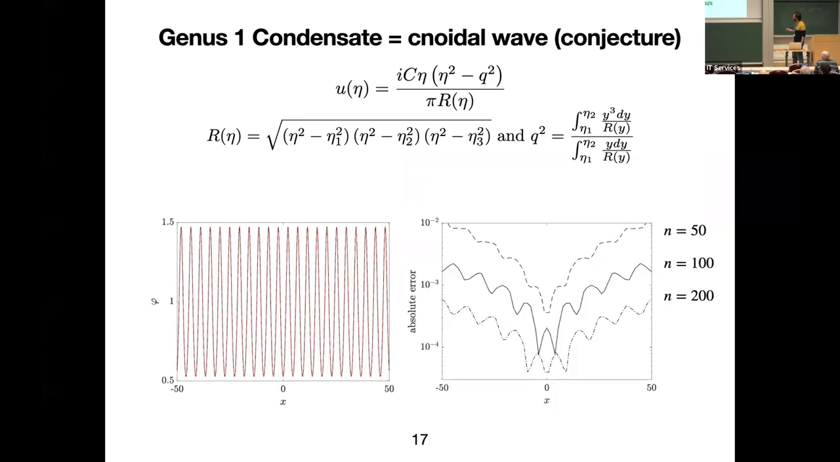And actually, if we compare with a cnoidal wave solution with the given parameters, you don't even see that there is a difference. They perfectly overlap. One would be red and the other black, but they are one over the other. And if you look at the error, again, it is going down with the increase in the number of solitons in our solution.